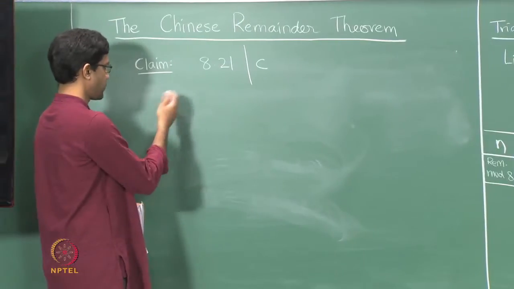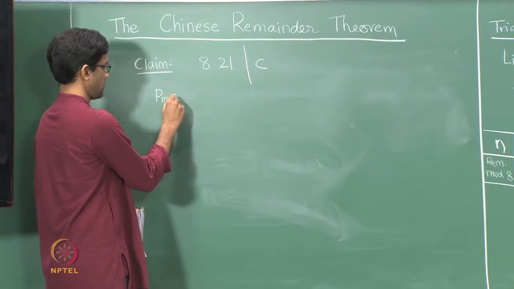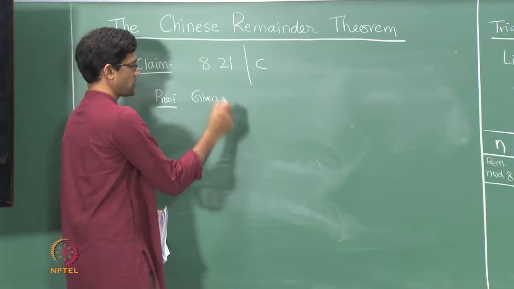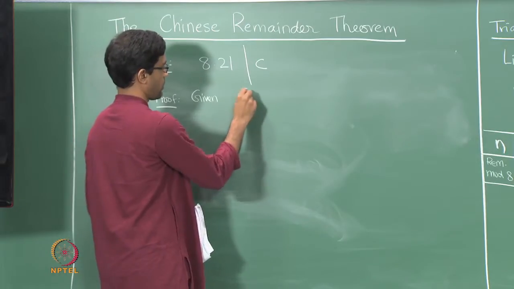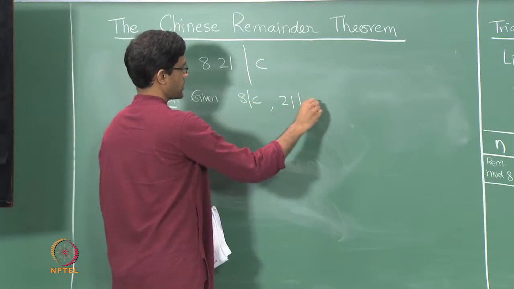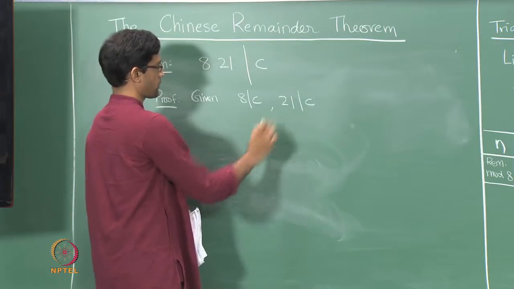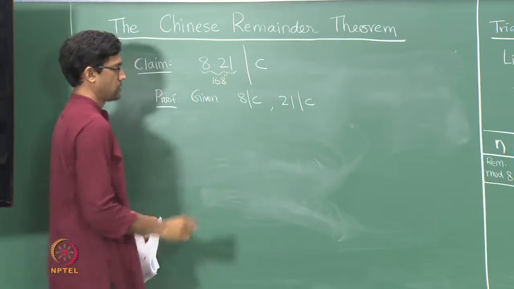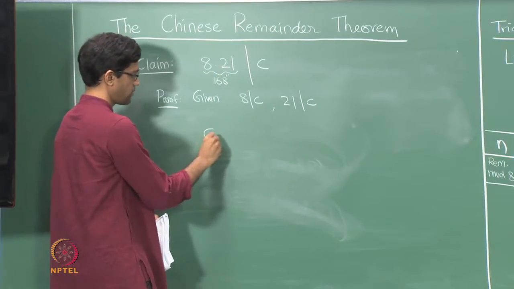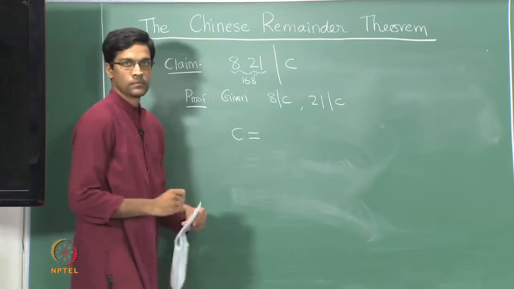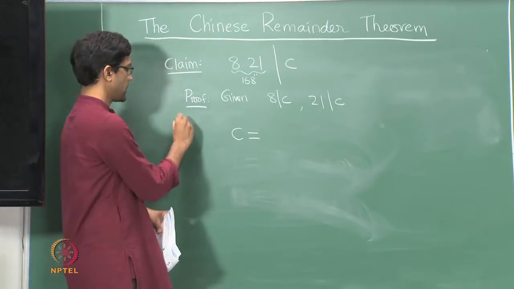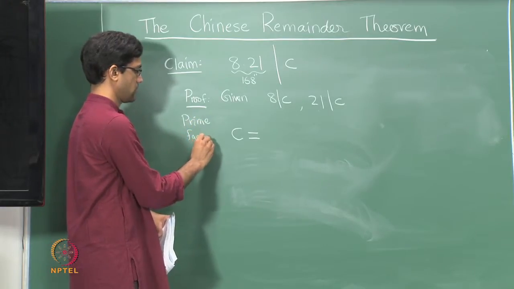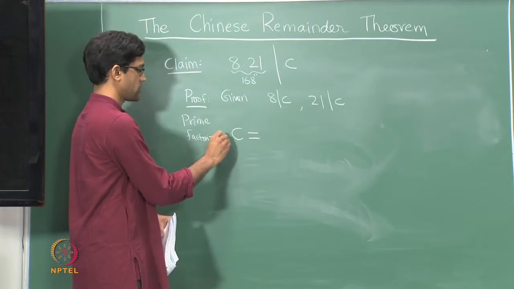And let's prove this. Proof. So what do we know? We are given that C is a multiple of 8 and that C is a multiple of 21. So 8 divides C, 21 divides C, and we want to conclude that C is a multiple of the product of these two numbers, which is 168. So how do we prove this? Well, we start out by thinking of the prime factorization of C. Recall we said last time that every integer has a unique prime factorization. So here's the prime factorization of C.